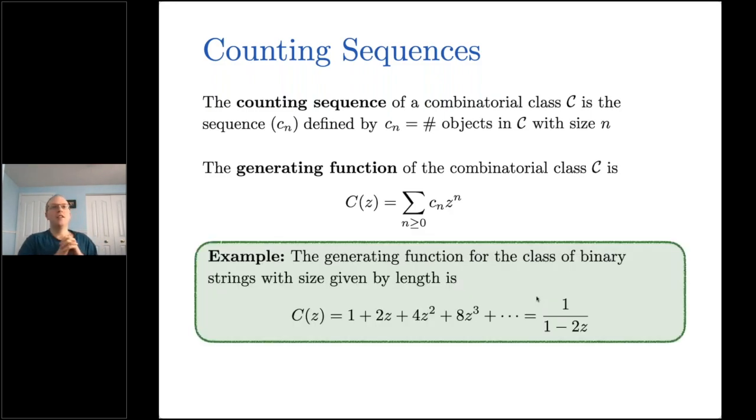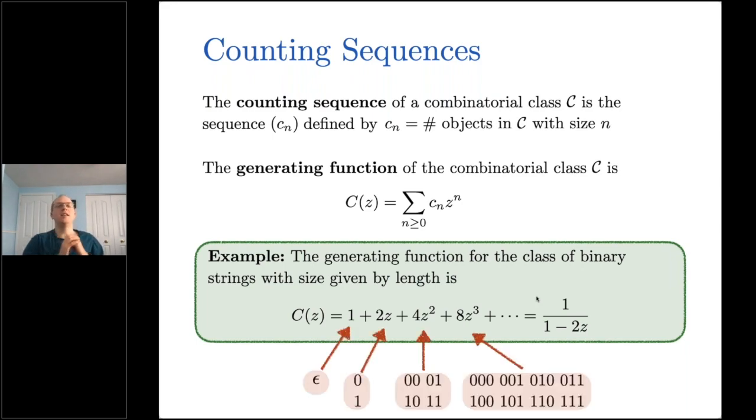For instance, if I look at the generating function for the class of binary strings with size given by length that we saw in the last slide, there's a single object of size 0, which is the empty string, so we have a 1 in the front. Then there are 2 objects of size 1, just 0 and just 1. There are 4 objects of size 2, 8 objects of size 3, and so on. So I get this series, and we already saw that that's this rational function. So I can encode something about the class of binary strings, how many there are at a given length, by this rational function.